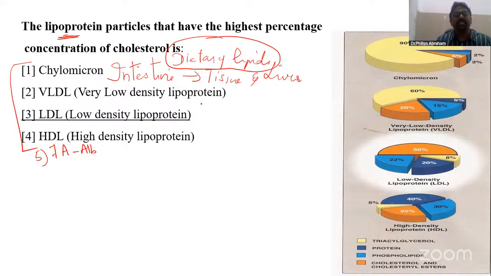VLDL carries mainly triglyceride from the liver to the tissue. What all is stored in the liver, what is produced in the liver, is transported by the VLDL. LDL and HDL transport cholesterol. Just now I said LDL transfers cholesterol towards the tissue, HDL transfers cholesterol towards the liver. Okay, hope you understood this part.